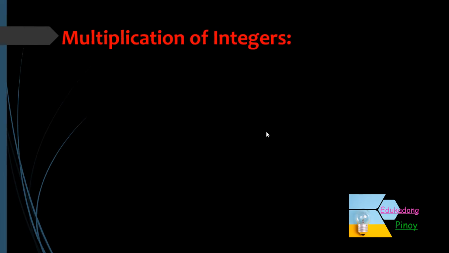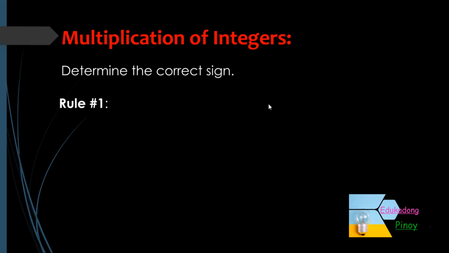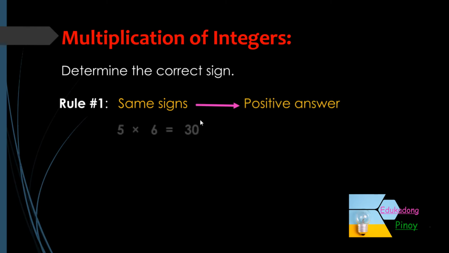Then, since we are dealing with integers, we will have to determine the sign, the correct sign. Positive ba yung magiging sagot? Negative ba? Or wala siyang symbol at all? So, dun sa example natin kanina, pwede nating ma-apply yung rule number 1. If we are dealing with integers with the same signs, then the answer is always positive.